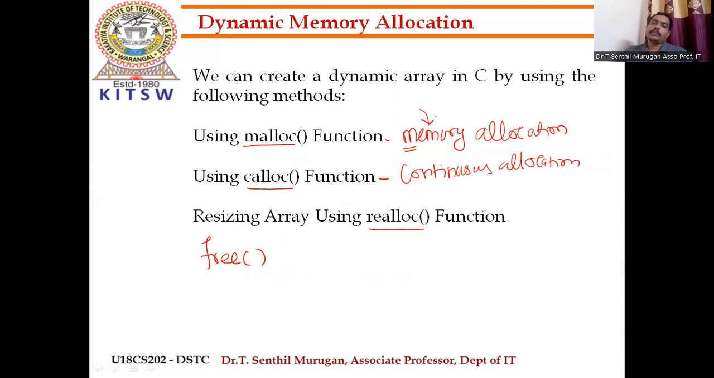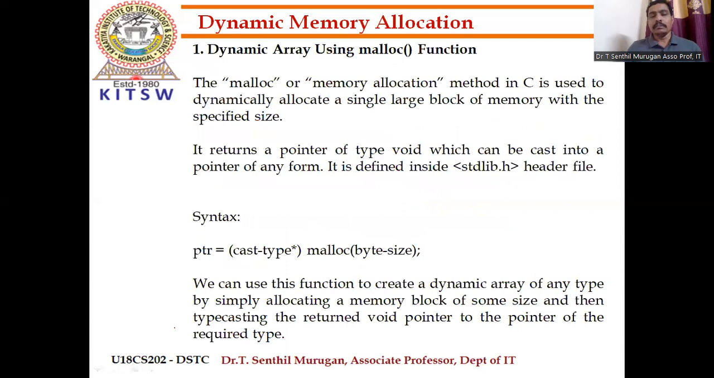Malloc allocates the memory, and calloc also allocates the memory, but it allocates it continuously. Reallocation means that once we have allocated the size and then want to change it, that is, resizing the array, that is considered reallocation. After allocating the memory, we definitely have to free the memory. Free means release the memory. Once allocated, it will occupy space in the RAM, so if you execute the program and your work is over, then you have to release the memory. For that we need the free function. We will see them one by one.